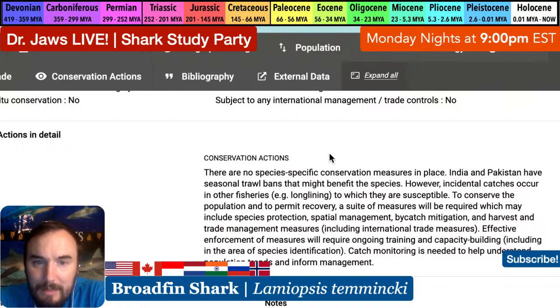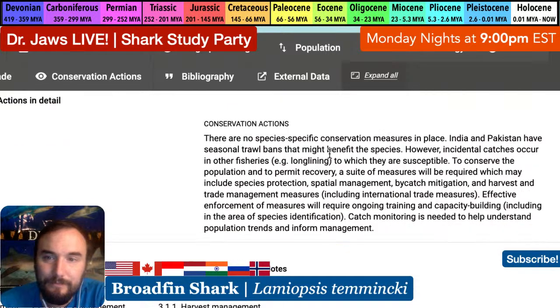To conserve the population and to permit recovery, a suite of measures will be required, which may include species protection, spatial management, bycatch mitigation, and harvest and trade management measures, including international trade measures. Effective enforcement of measures will require ongoing training and capacity building, including in the area of species identification. Catch monitoring is needed to help understand population trends and inform management.